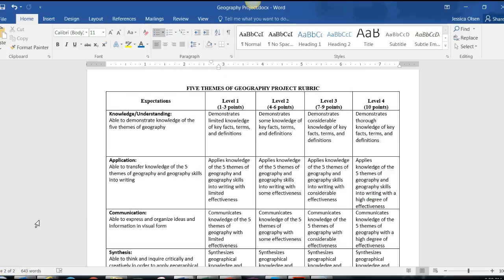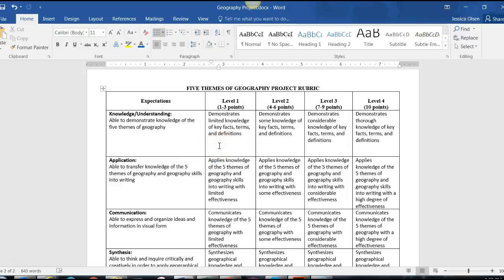I've scrolled to the second page of this direction sheet, and here you will see that this is a rubric for your project. You are going to be graded on 4 different parts to the assignment. So this assignment is going to be worth 40 points.